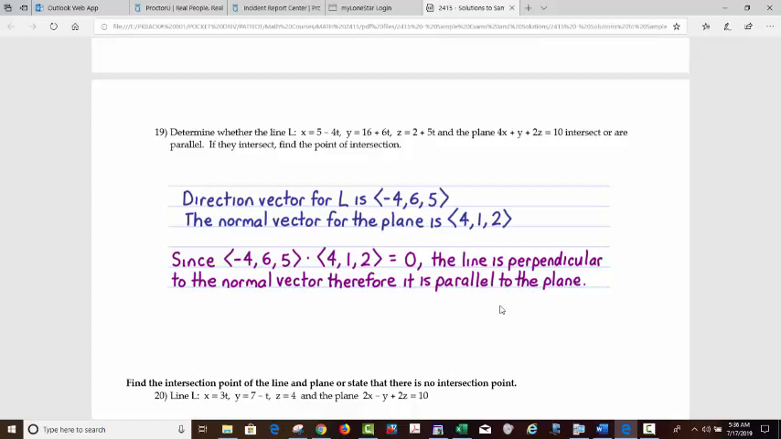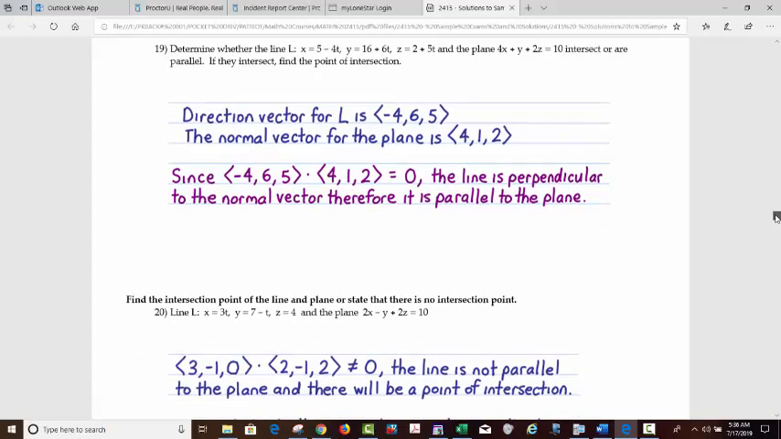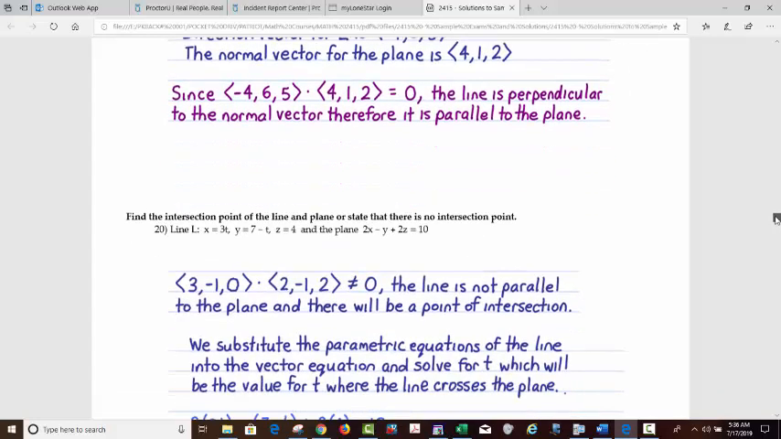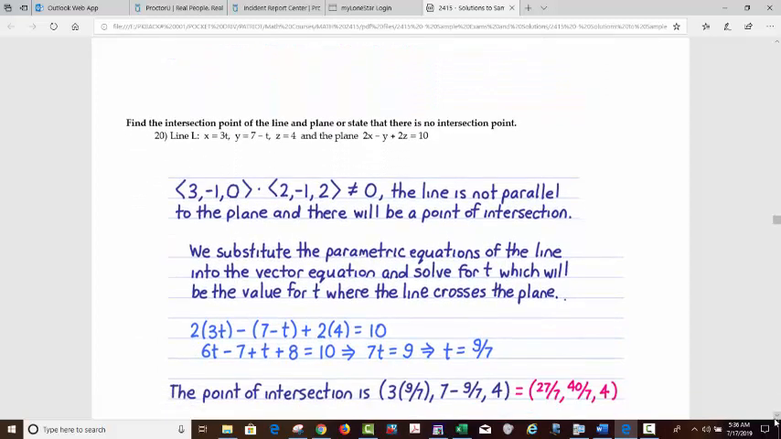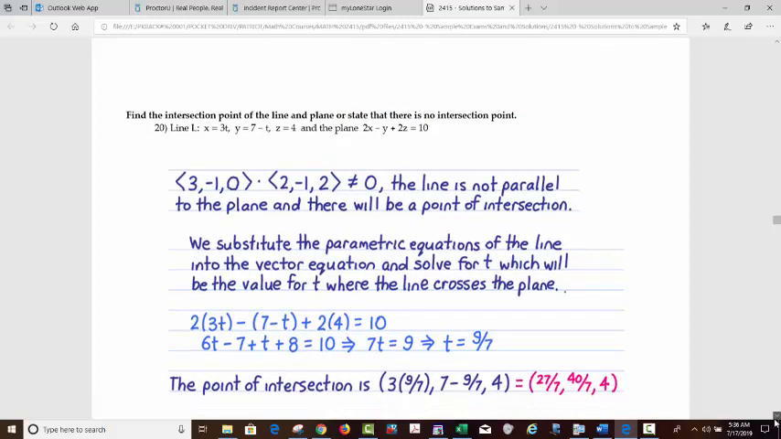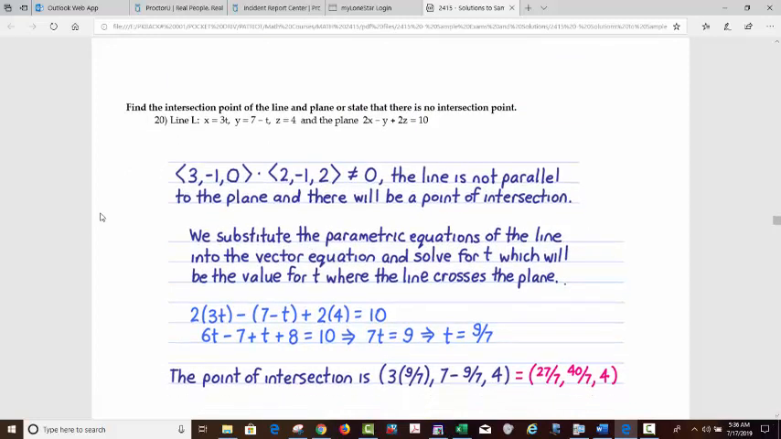All right. Now this one is not. I could have done the same thing for the next one, but it's pretty much telling us that it's not going to be parallel. In other words, we don't have to check that if we don't want to. But I did. The dot product of the two vectors is not 0, so we're going to have a point of intersection.